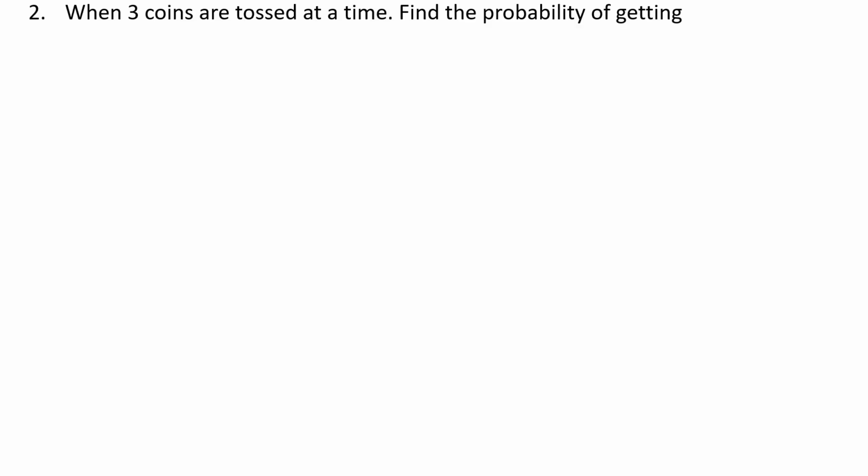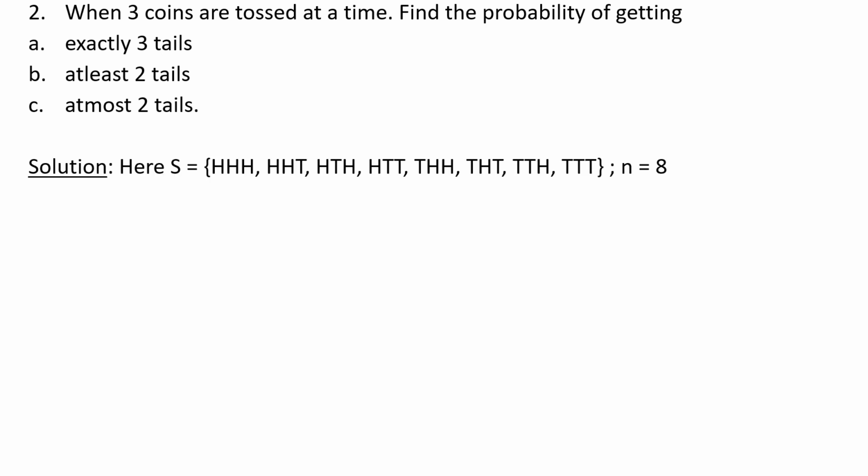When 3 coins are tossed at a time, find the probability of getting exactly 3 tails, at least 2 tails, at most 2 tails. So when 3 coins are tossed, the possible outcomes in the sample space, there are 8 outcomes, which is given here. So n will be 8, total number of outcomes is 8. The first event is exactly 3 tails. The favorable outcomes for exactly 3 tails, there is only one outcome, that is TTT.